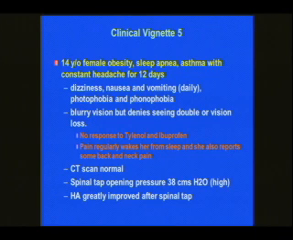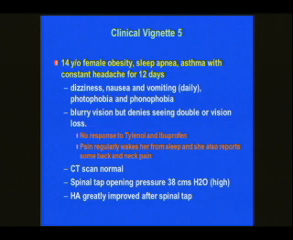So she comes in, she has a CT scan, that's normal. But then they do a spinal tap and find that her opening pressure is, if the normal opening pressure is 25 centimeters, she's like 38 centimeters. So she's way, way elevated above where she should be.